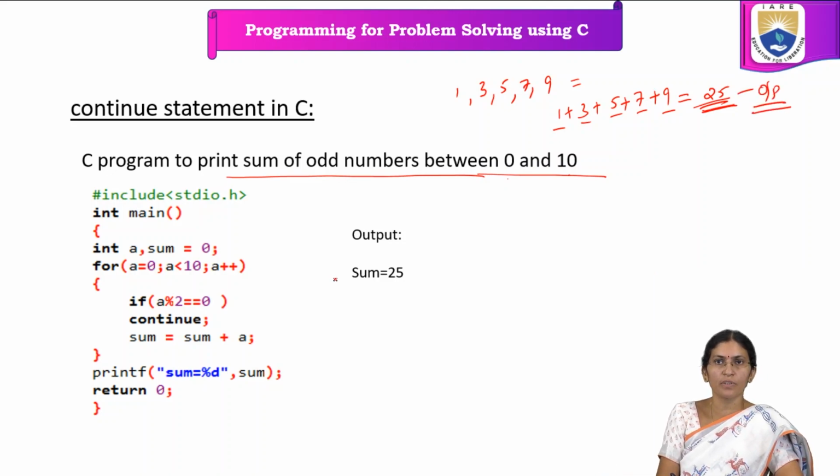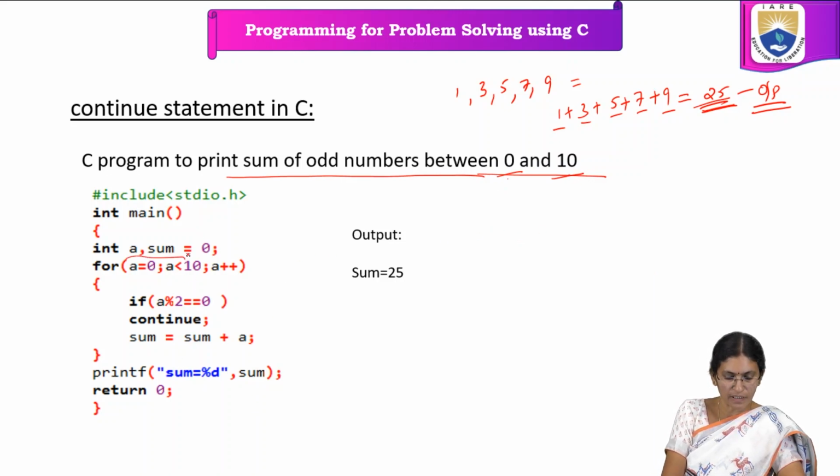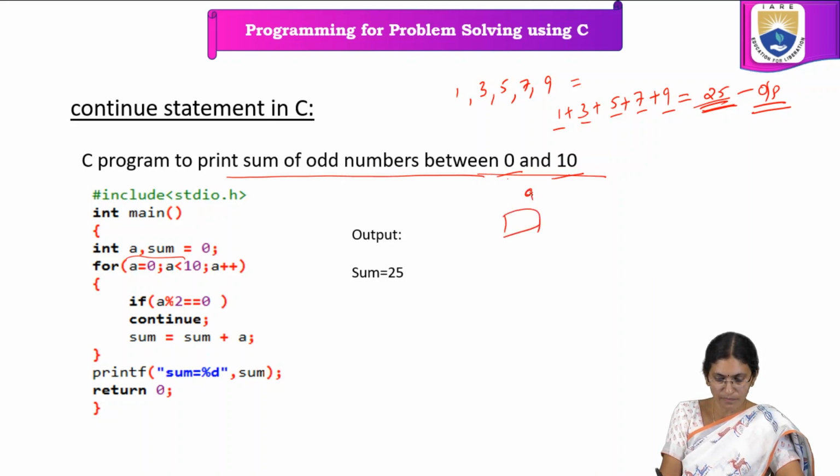Now let us write a program for this. You can take the numbers from 0 to 10. This program we have implemented by using continue. Here we have declared two variables, a and sum, both integer variables. Sum is initialized to 0.